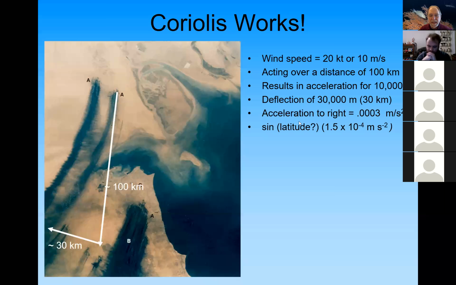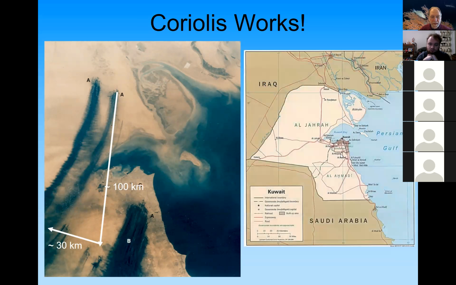So the sine of the latitude should be the intensity of the Coriolis effect. So the sine of the latitude times this effect should tell us how much the effect should be. Well, that works out to the kind of Coriolis effect that we get at precisely this latitude, which is about 30 degrees north latitude, roughly the same latitude as we're at here in Florida.